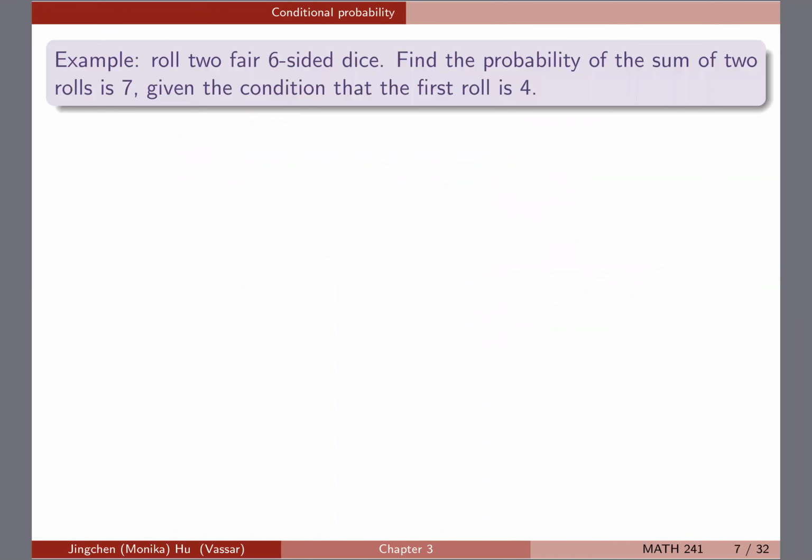Now, time for you to practice. Roll 2 fair six-sided dice. Find the probability of the sum of the 2 rolls being 7, given the condition that the first roll is 4. Good luck.